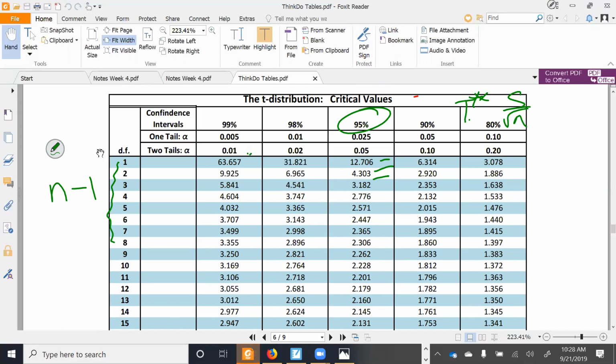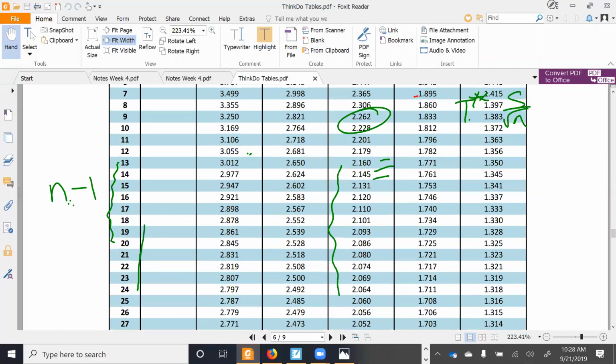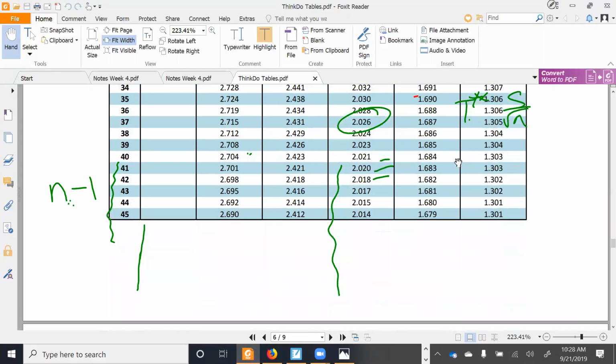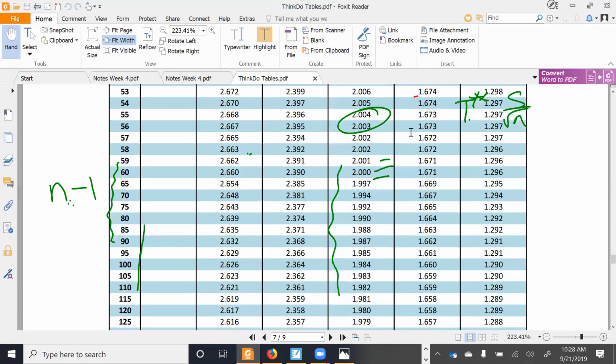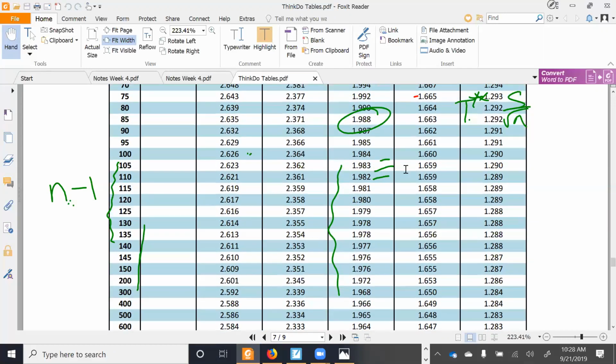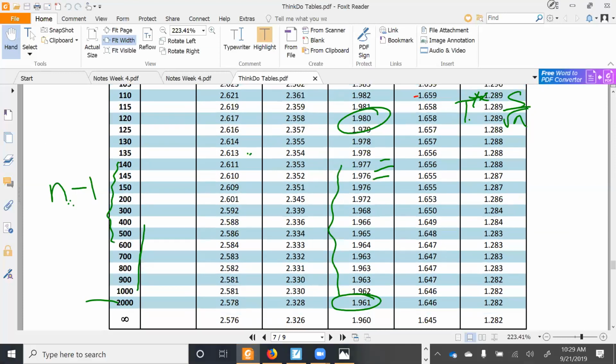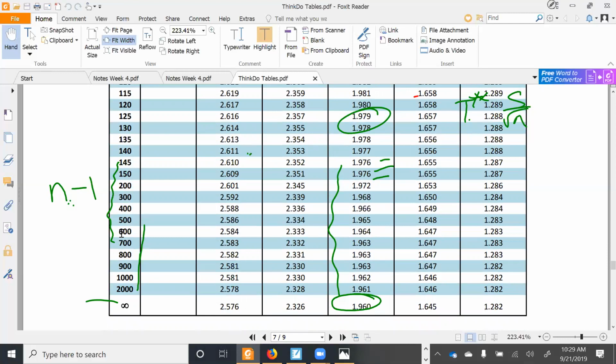Notice how as the sample size gets bigger, the degrees of freedom gets bigger, and these numbers get smaller. If we come down towards a sample size of 400, say, notice how that's getting really close to the Z-score of 1.96. So it gets there eventually. We don't really have to worry about this. Oh yeah, look at that, infinity. Infinitely big, you go to the Z-score value.